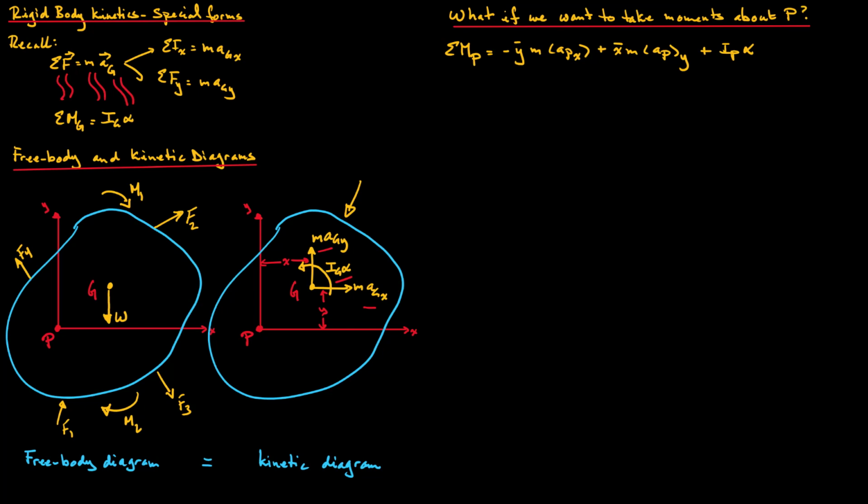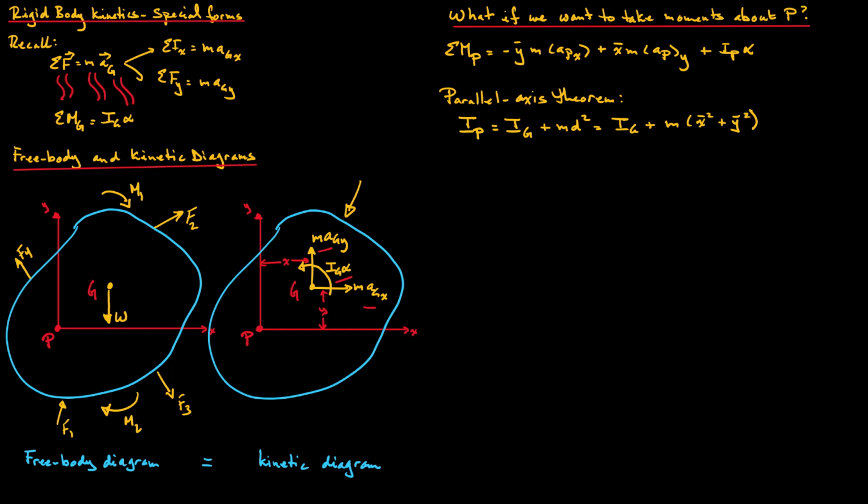So first, let's recall the parallel axis theorem, which states that the mass moment of inertia about an arbitrary point P is equal to the mass moment of inertia about the center of mass plus the mass multiplied by the distance between the two points squared. We can also express this as Ig plus m times x bar squared plus y bar squared. And this is useful because in many situations, Ip might not be tabulated, but Ig will be.